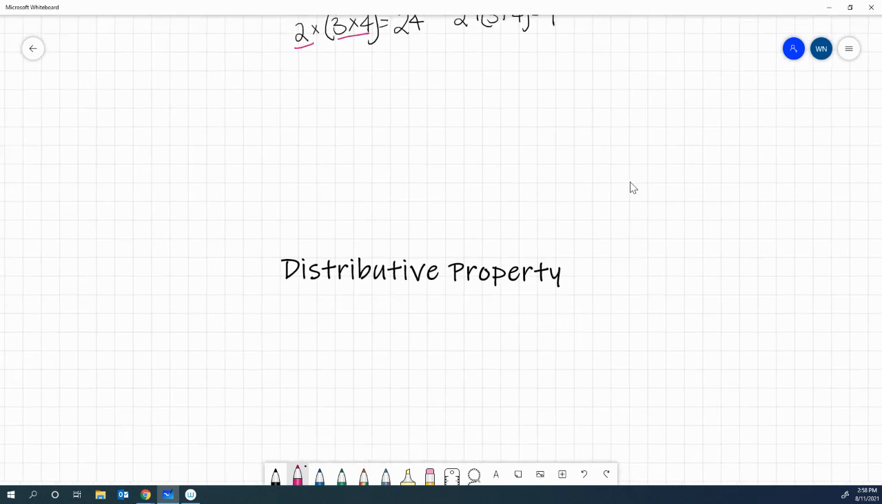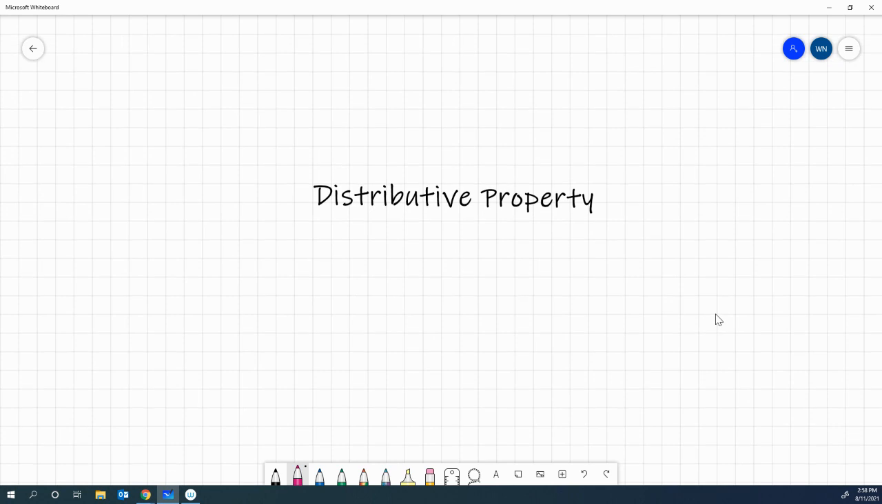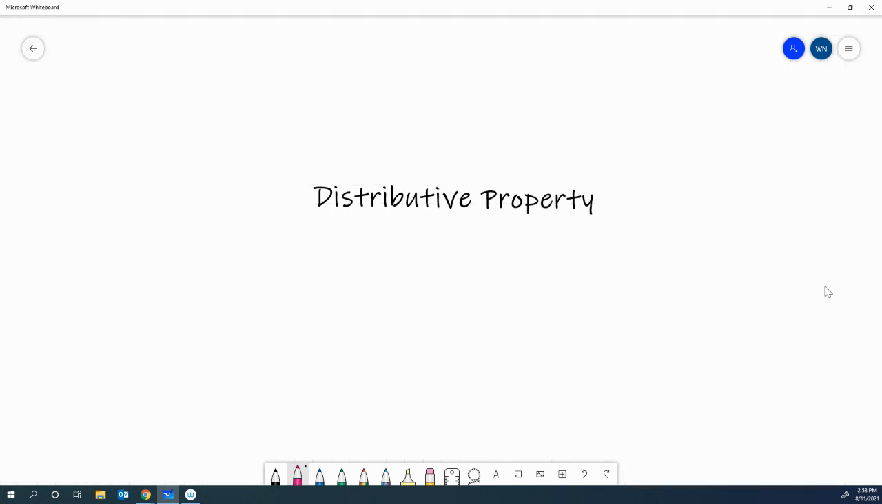Now let's move on to the one that might be a little bit more complicated. So for distributive property, we're going to break down and distribute a factor. Yes, you do need to write this in your notes. Break down and distribute a factor.